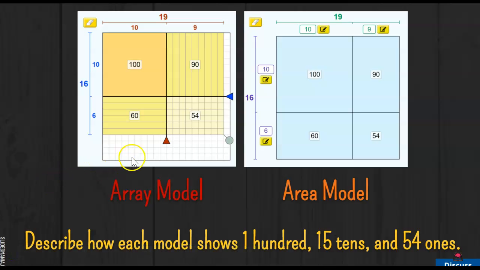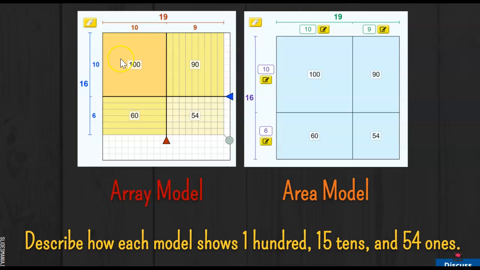And on our next slide, I've got a picture of the area model solving a problem of 16 times 19, and I've got the array model on this side and the area model on this side for the same problem of 16 times 19. So the question is, describe how each model shows 100, 15 tens, and 54 ones. So we want to show and describe how each model shows really the same thing.